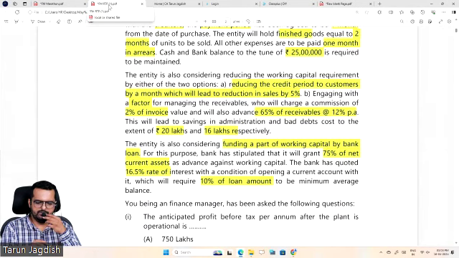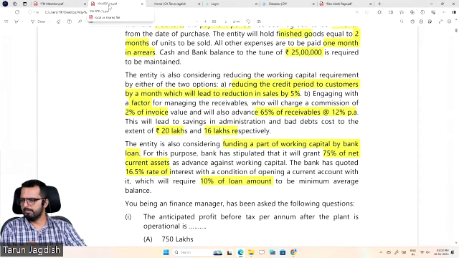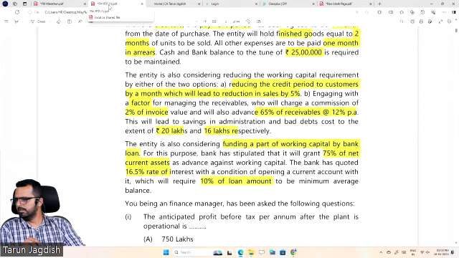Savings in administration cost will be how much, friends? 20 lakhs. Next one, savings in bad debts. Savings in bad debts is going to be how much? 16 lakhs.